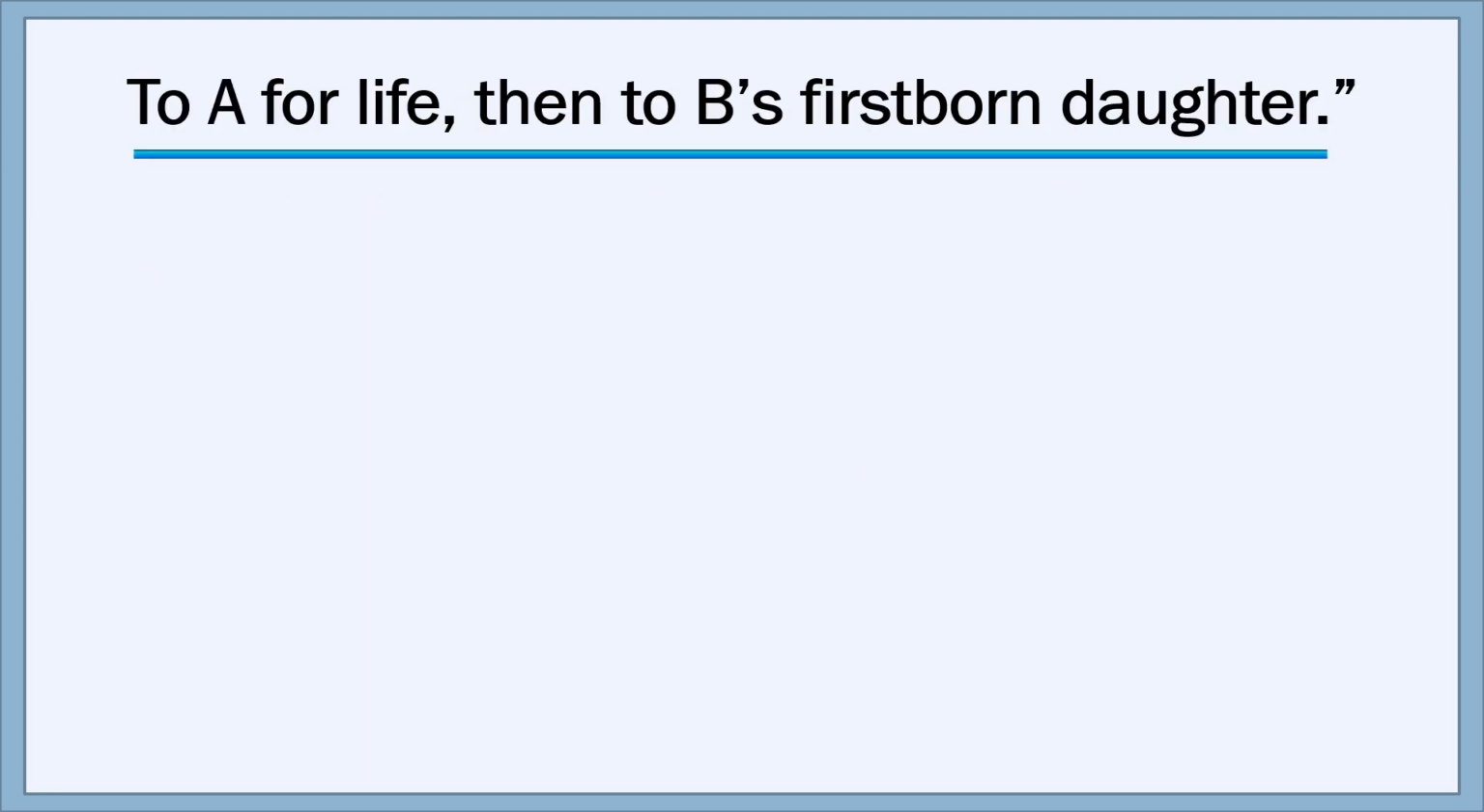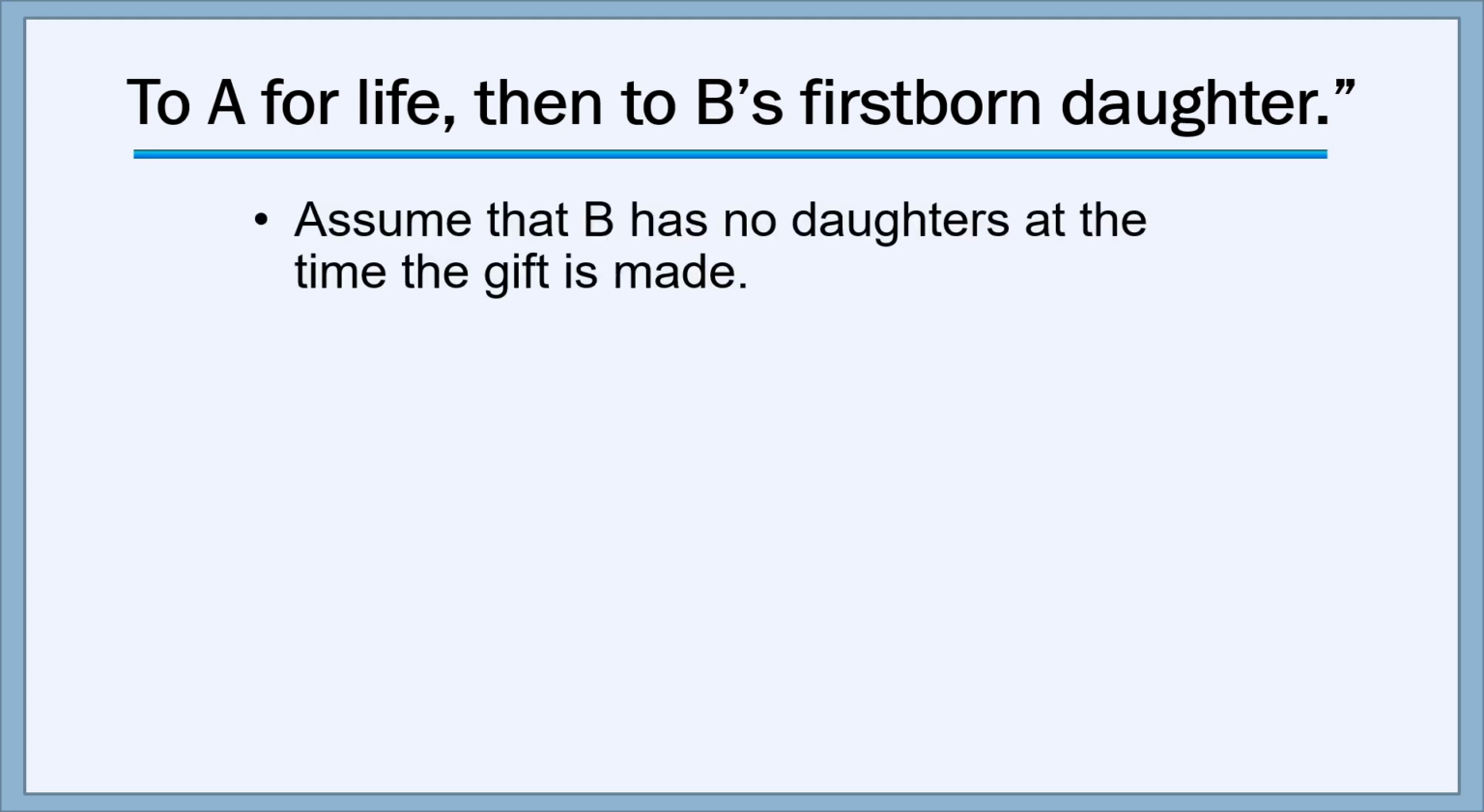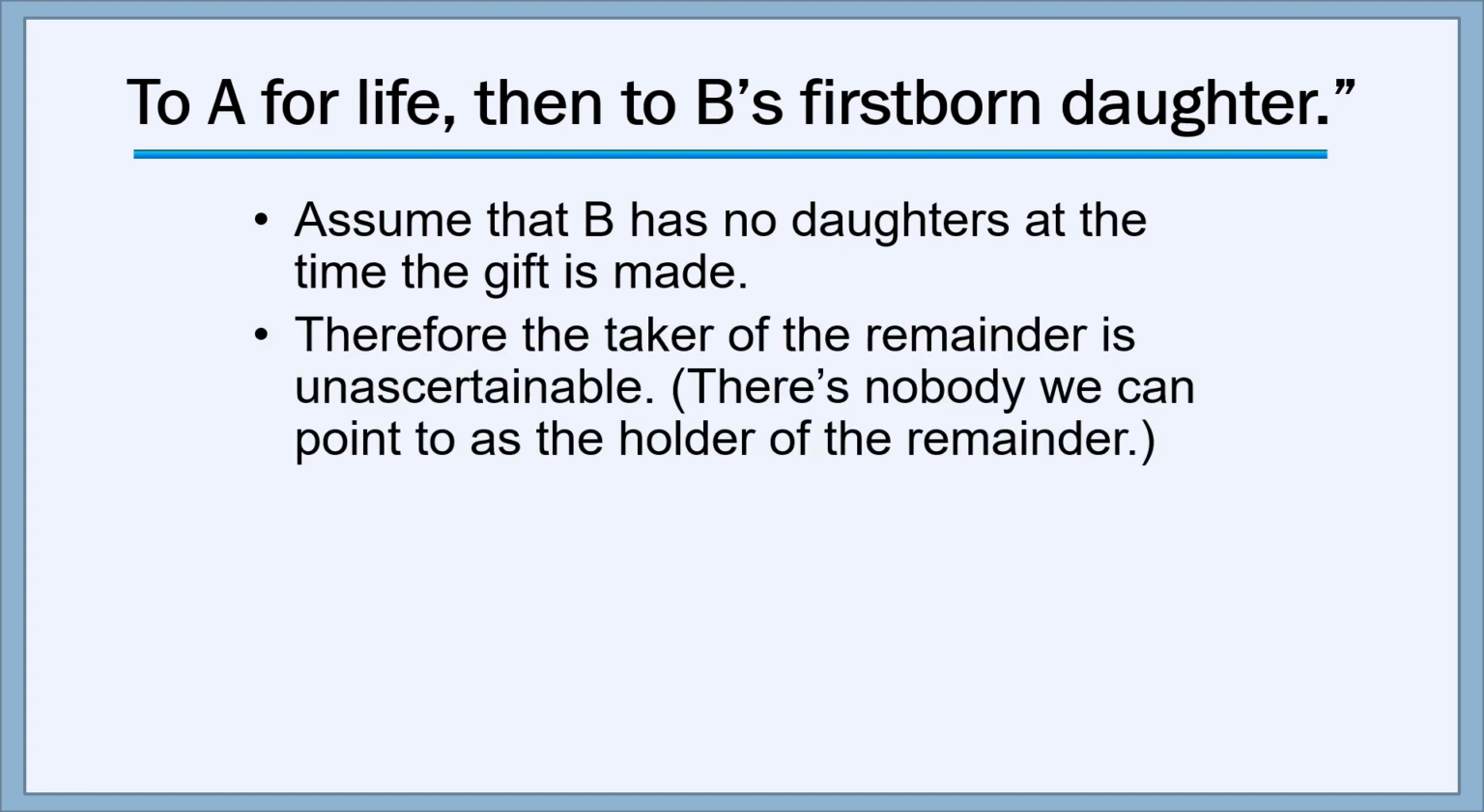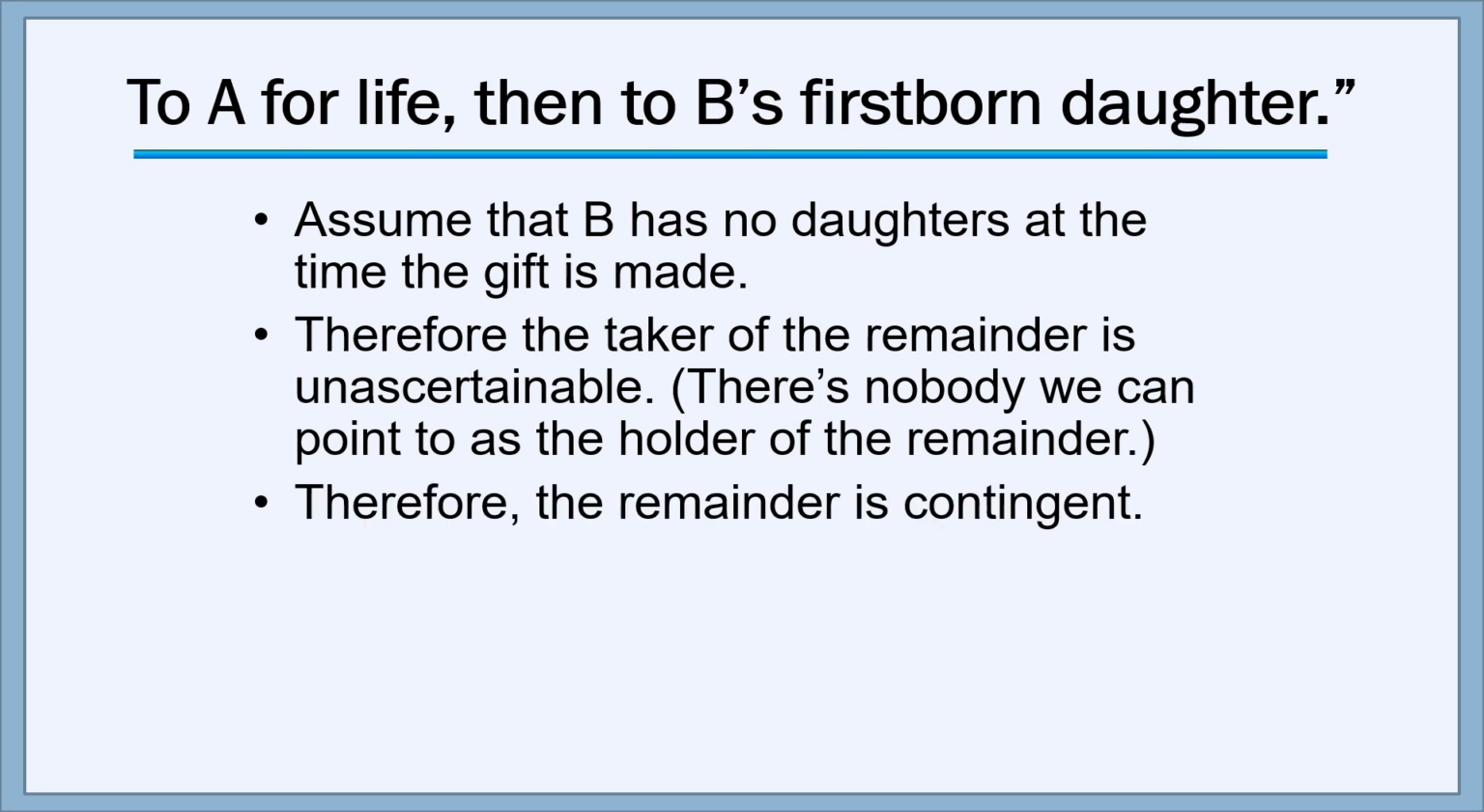Now here's another example to help us distinguish between vested and contingent remainders. This one, the grantor says to A for life, then to B's firstborn daughter. Let's assume that B has no daughters at the time this gift is made. There's nobody that we can point to and say, you are the firstborn daughter and you hold the remainder. So the taker of the remainder is unascertainable. There's no living person that we can say owns the remainder right now, and that's enough to make the remainder a contingent remainder, the fact that the taker is unascertainable.